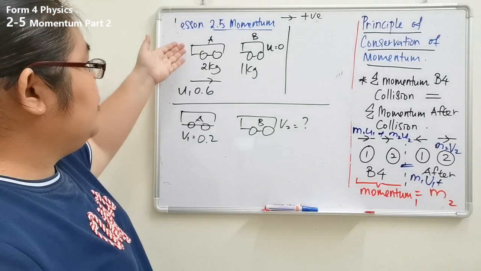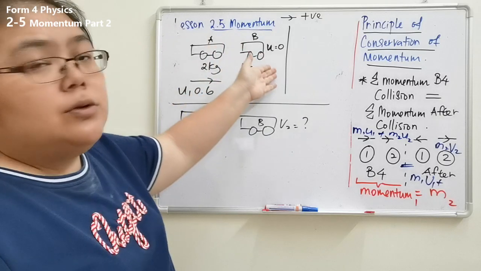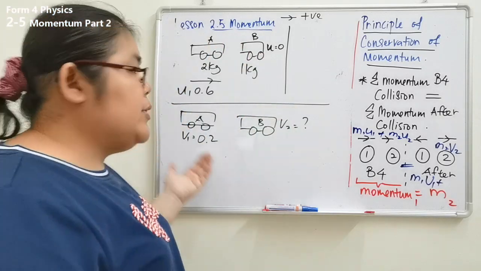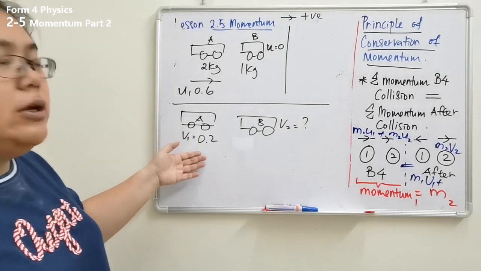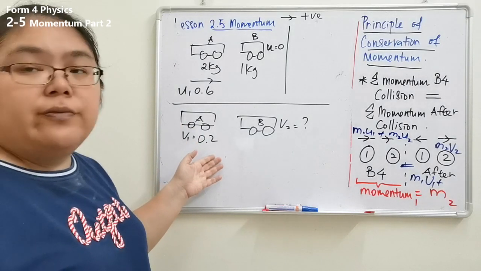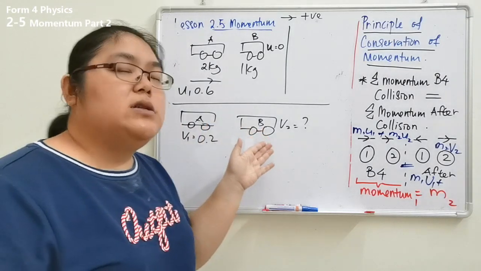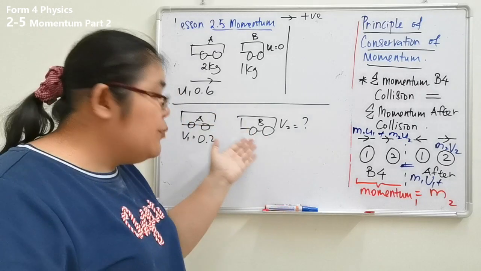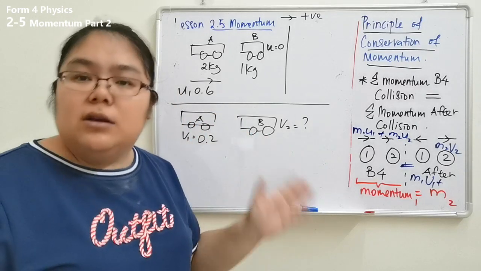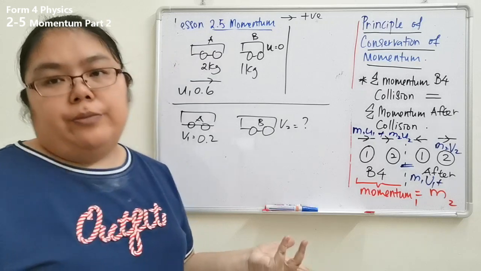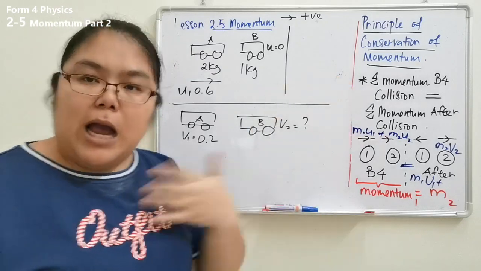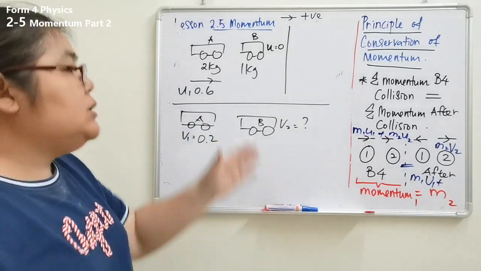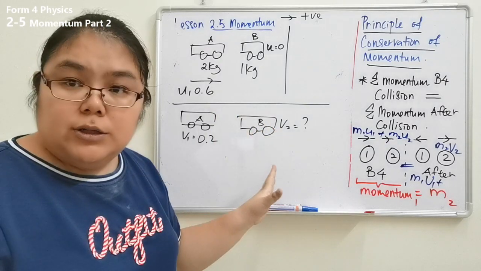Because first, they told you the velocity. Second, they told you it is stationary. Third, they say after collision, the first trolley moves with 0.2 velocity. Then what is the velocity for B? They ask you for B's velocity. It means finally, the two objects must move separately. You move with your own velocity, I move with my own velocity. So this one is the elastic collision.